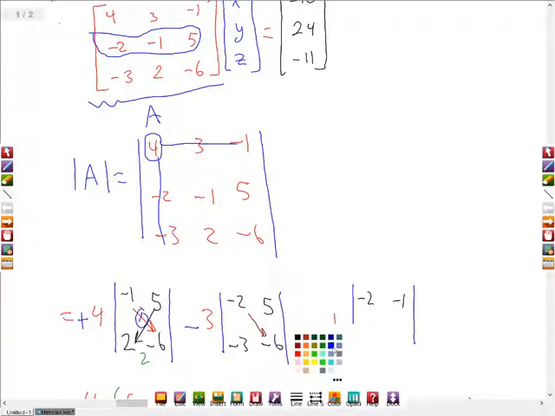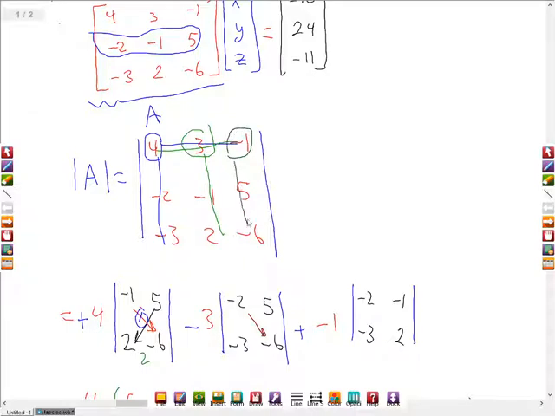Okay, I'm going to show you in different color. This is the 3. Good. You go down, you go here. What left? Negative 2 and 5, negative 3 and negative 6. You go back to the last one, which is negative 1. You're going to repeat yourself a lot in this problem because you're going to repeat this step many times. You go down and here and left negative 2, negative 1, negative 3 and 2.